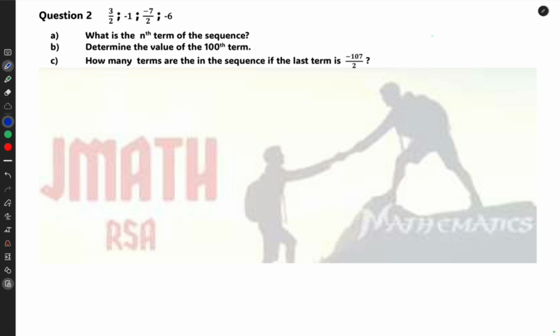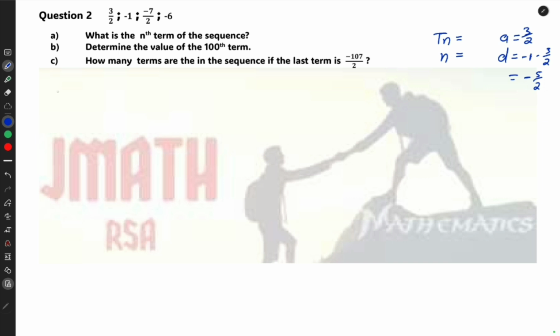Okay, to start this question, I am going to make the list: Tn equals, n equals, a equals, and d equals. So I can see a is 3 over 2, and then d. Now they're trying to trick me because it looks like fractions and integers are mixed all over. So I can say term 2 minus term 1: minus 1 minus 3 over 2, and that actually gives me minus 2.5 or minus 5 over 2.